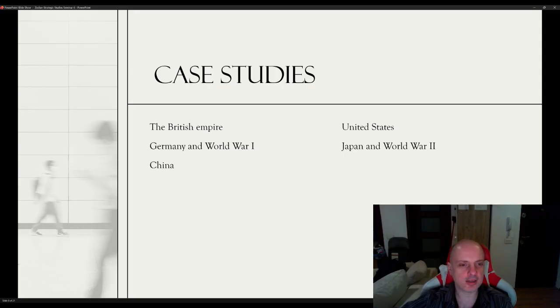Other examples are Germany in World War One. Mahan was very influential in Germany, in the Second German Empire, and his ideas influenced, for example, the Weltpolitik, which was based on naval shipbuilding, on massive shipbuilding.